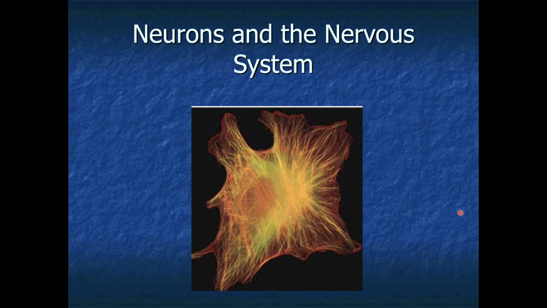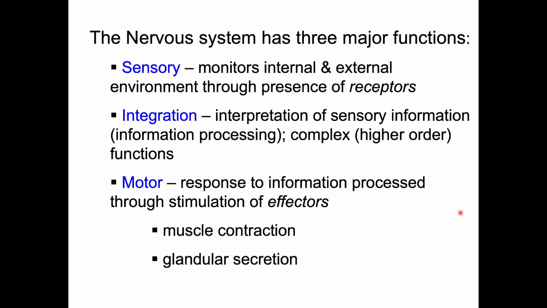Welcome to the nervous system lecture. In this lecture, we're going to cover the anatomy of the nervous system briefly before moving on to the physiology of it. We're going to be covering the different subsections of the nervous system, their functions, and how it affects different organs in your body.